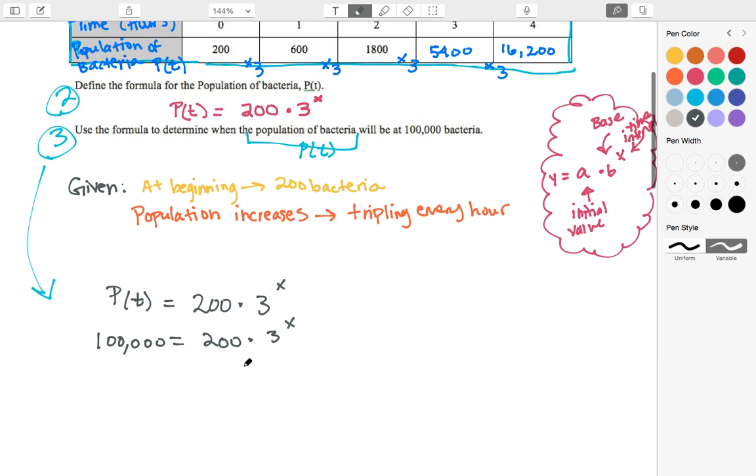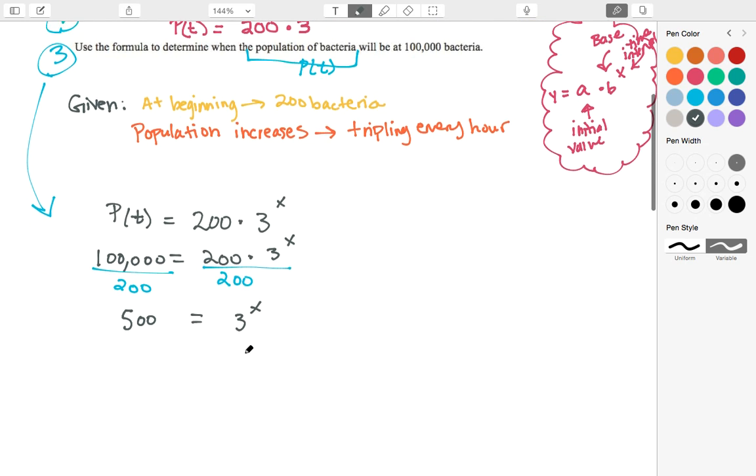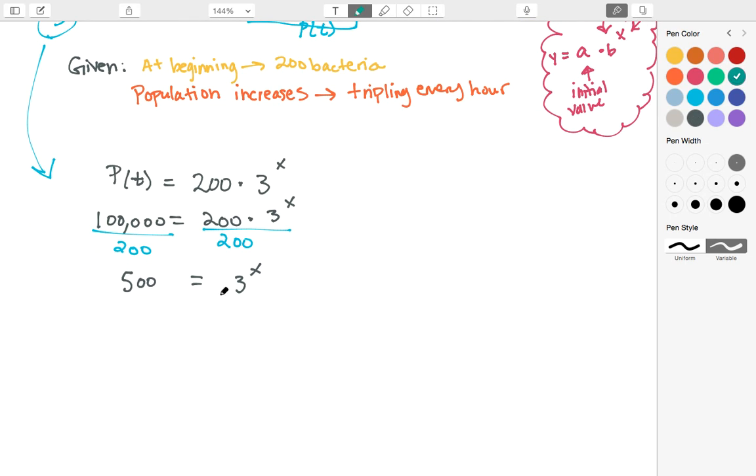Look, this looks like an exponential equation. So we're going to go ahead and do our first moves here. We're going to divide by 200 first, and that's going to get the 3 to the x power by itself. When you divide this, we will get 500. Well, this is where I told you all that if you can get the same base, we are able to solve for our exponent. 500 and 3, however, do not share the same base. Therefore, we have to take the log of both sides.